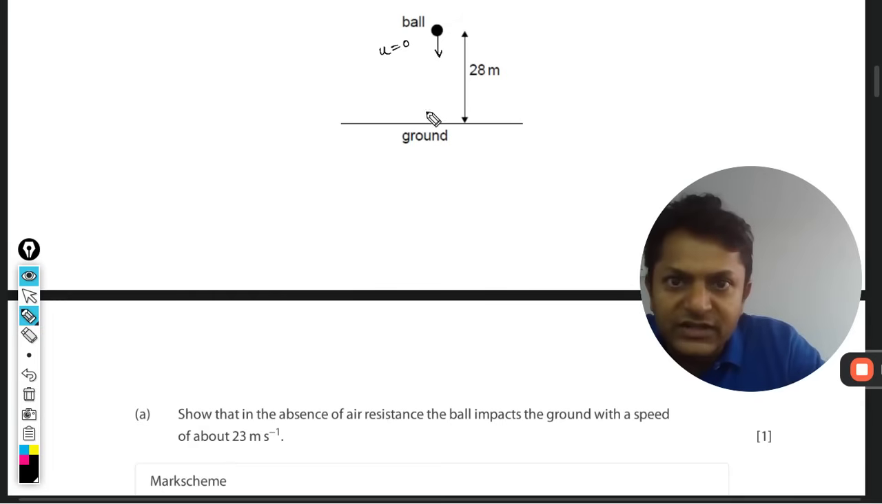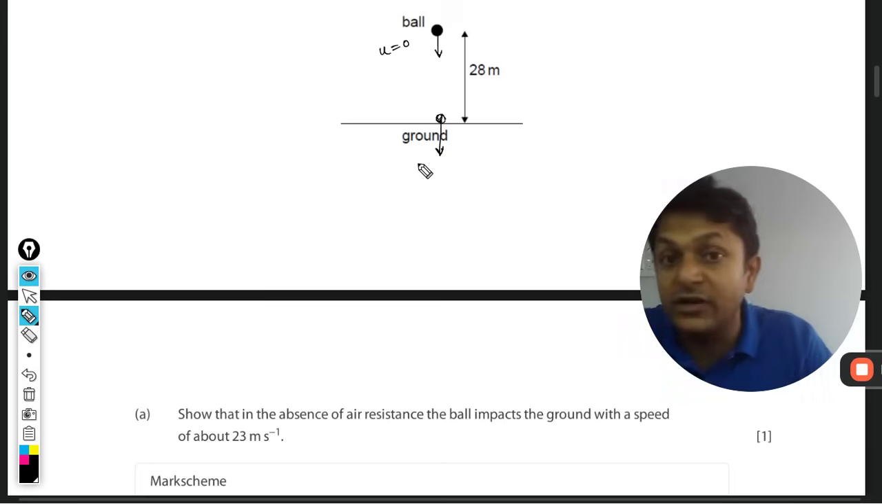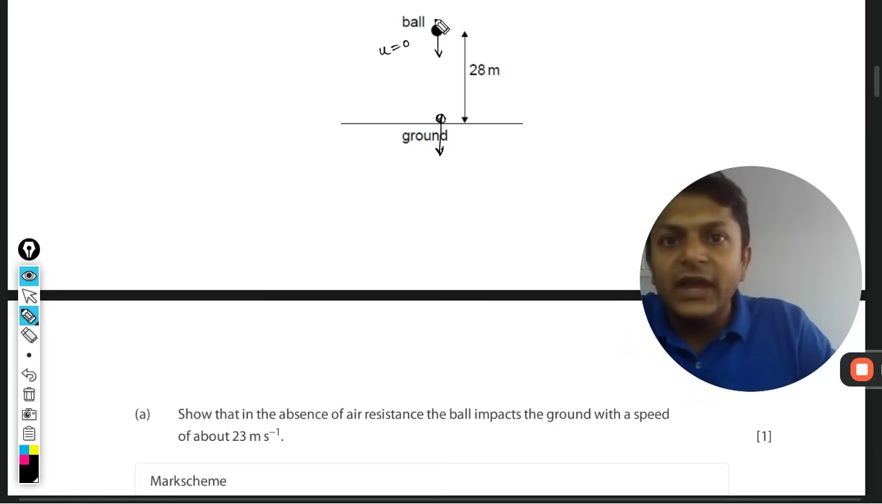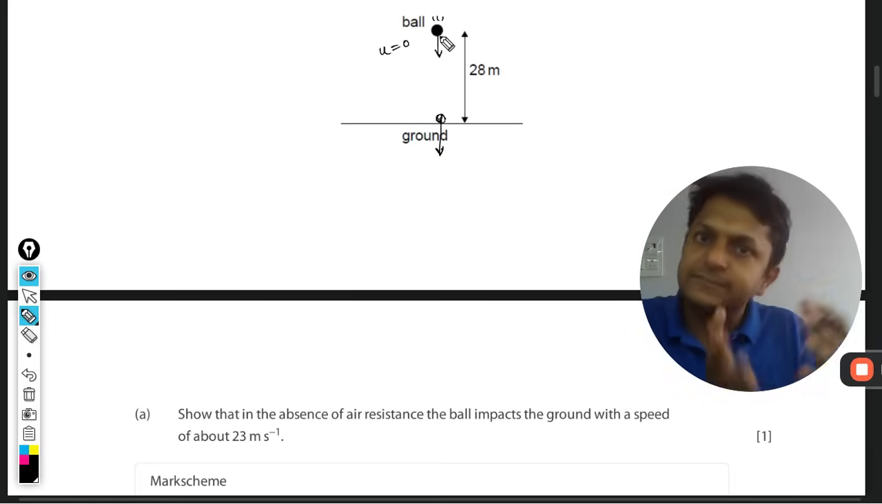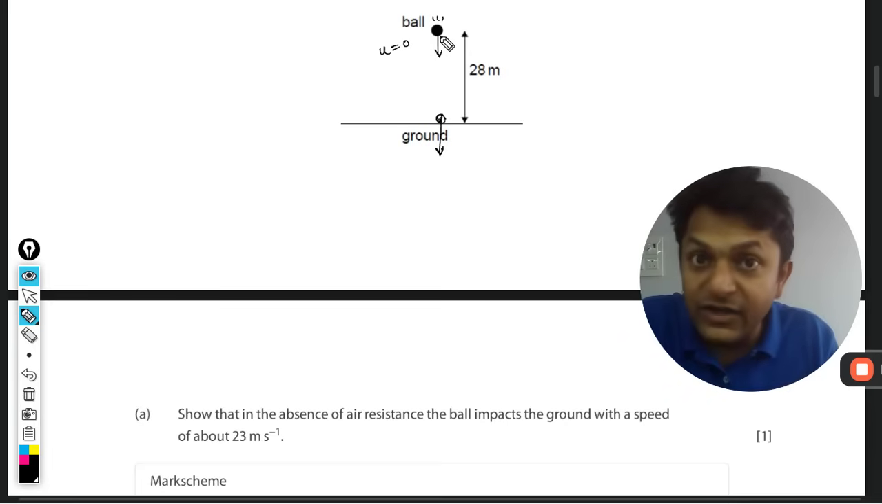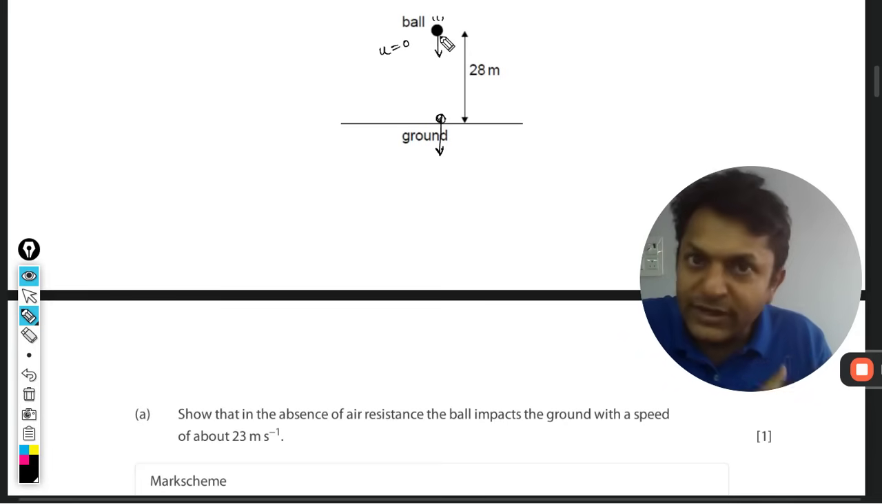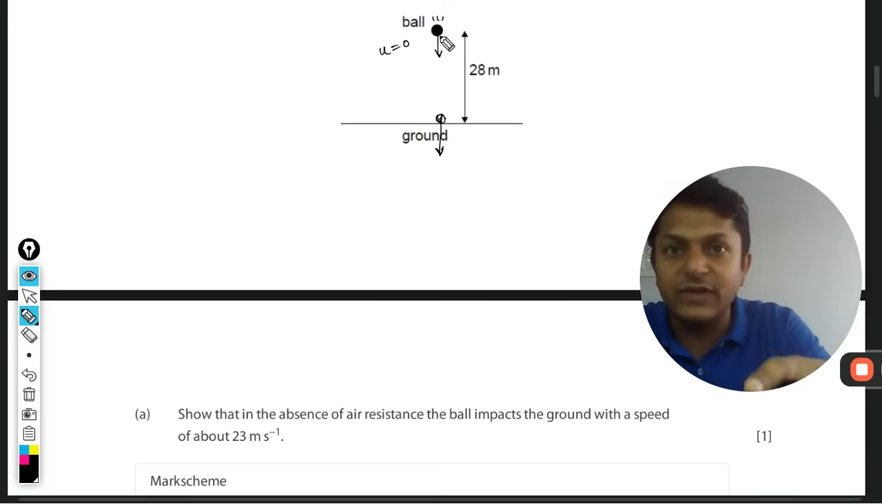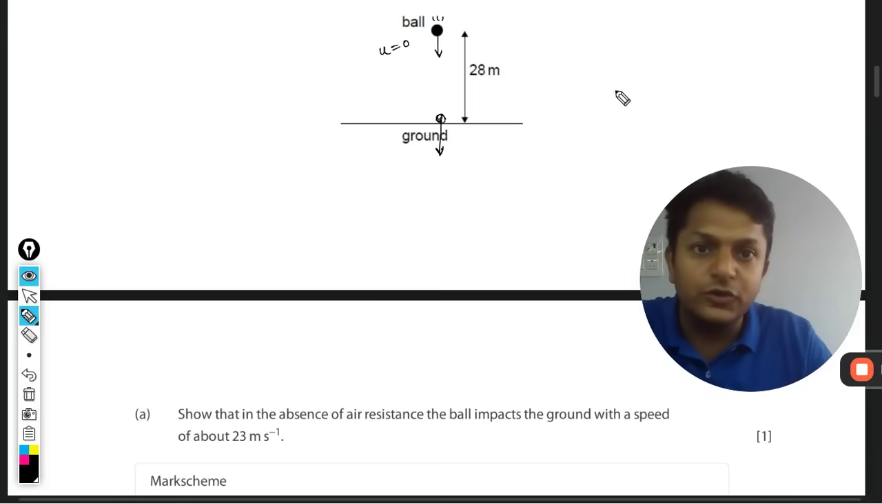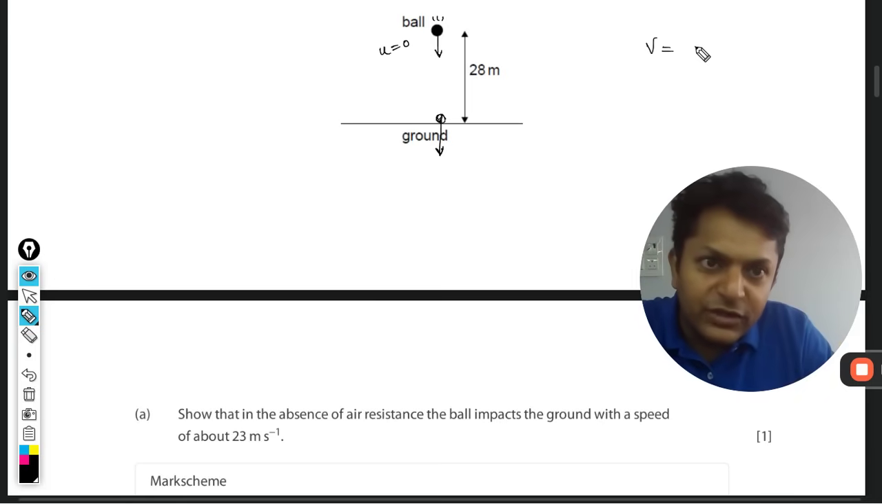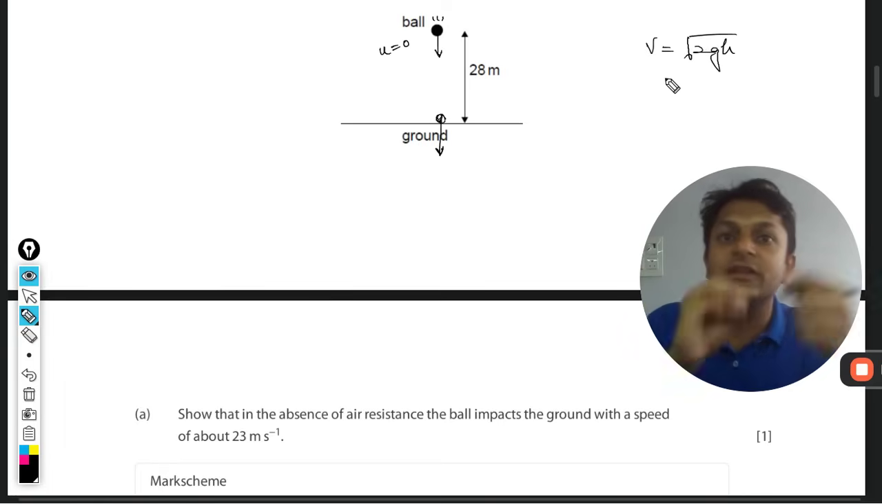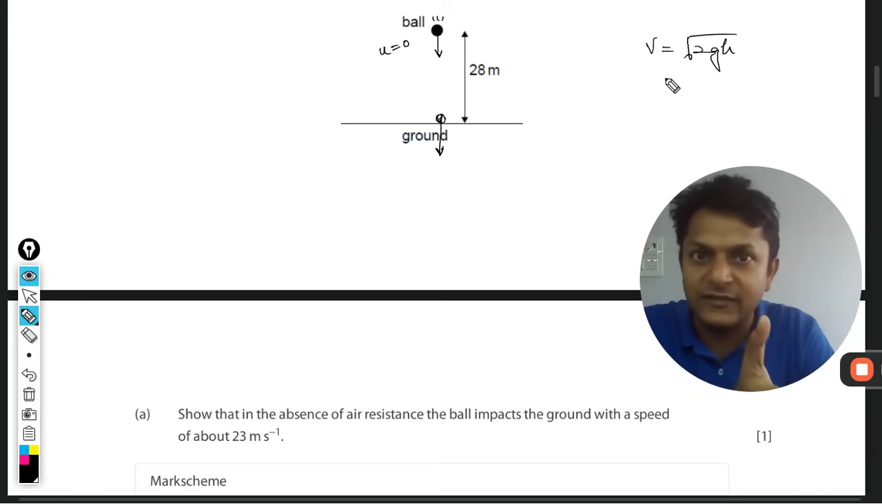So the initial velocity is zero, and you have to find the final velocity with which it is going to hit the ground. So in the case of drop, like if you have watched my earlier videos, the lecture videos on YouTube, or if you are my student in any private classes where you have done this topic with me, I have told you that the formula for this is velocity is equal to root of 2gh. So if you remember it, you can directly apply the values and get the answer.